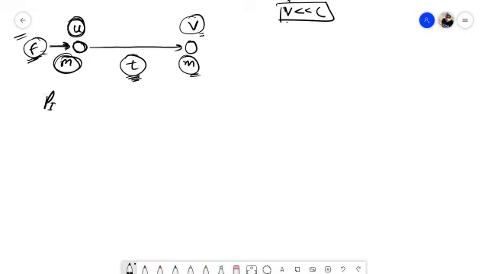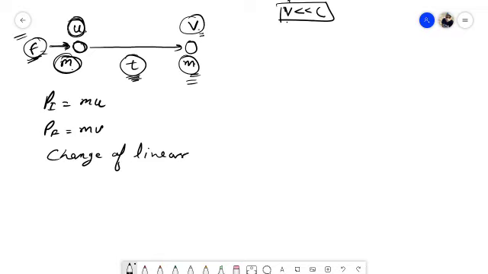Initially the momentum was m into u, and finally the momentum will be m into v, because this is the final momentum, that is mass into final velocity, and initial momentum will be mass into initial velocity. Then the change of linear momentum will be equal to mv minus mu. That is the change of momentum. This will be the change of linear momentum.